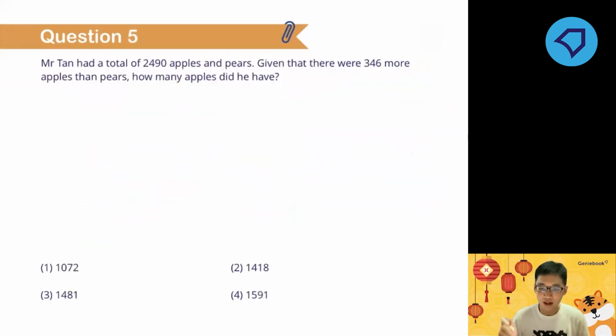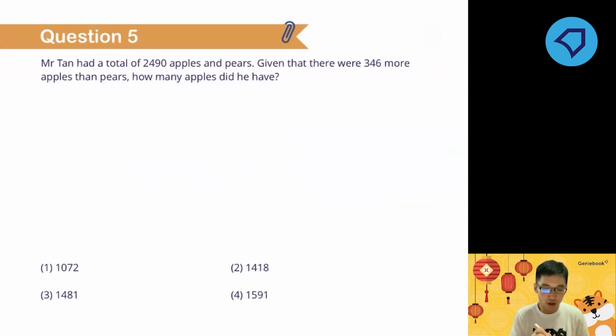So let's try question five. Same thing, I'll guide you guys to solving this, okay? Now let's take a look at question five. So Mr. Tan had a total of 2,490 apples and pears. Now, given that there were 346 more apples than pears, how many apples did he have?